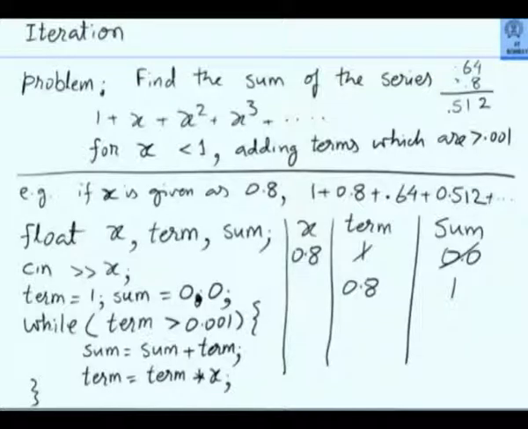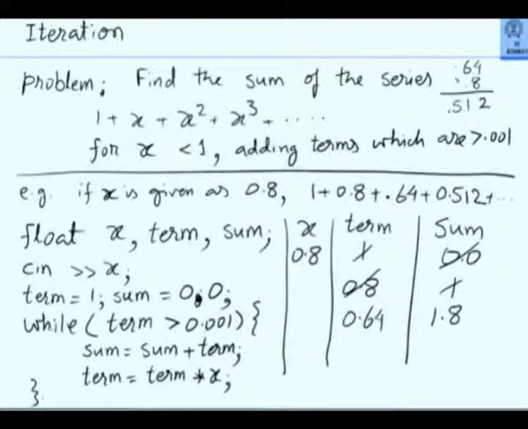This time what is the statement? The same statement is executed, which is sum is equal to sum plus term. So what is sum? 1, term 0.8. So what will be the sum? 1.8. Again term is recast, term is equal to term into x. So this will become how much? 0.64. And again I come to the closing curly bracket. I am thrown back again.